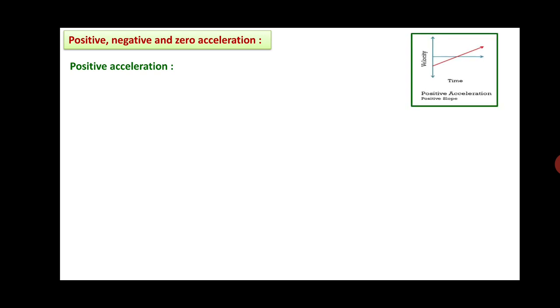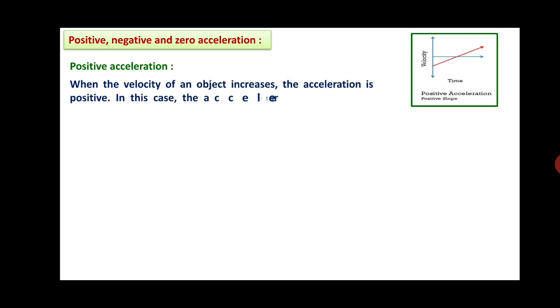So positive acceleration, you could see here. What happens here, the velocity and time graph, you could see in the increasing order. When the velocity of an object increases, the acceleration is positive. In this case, the acceleration is in the direction of the velocity.